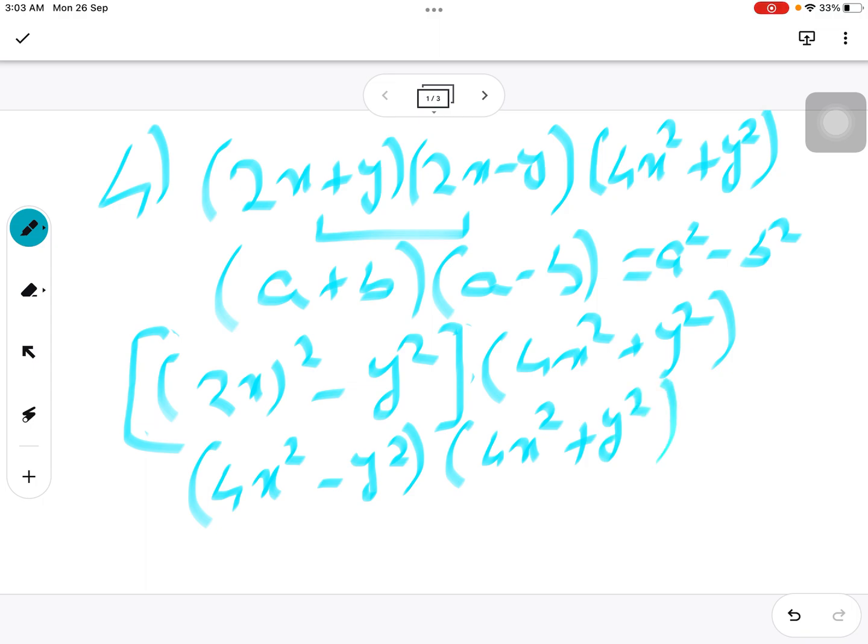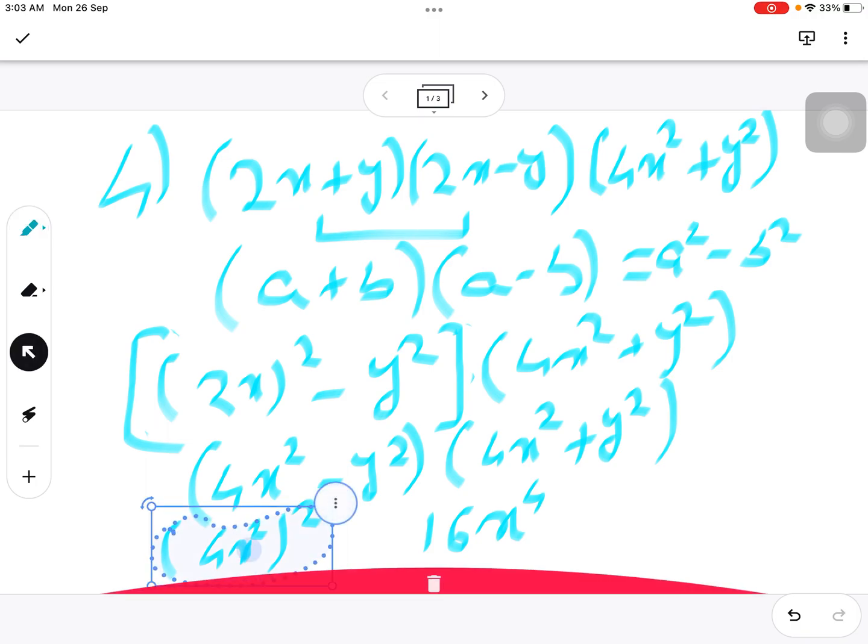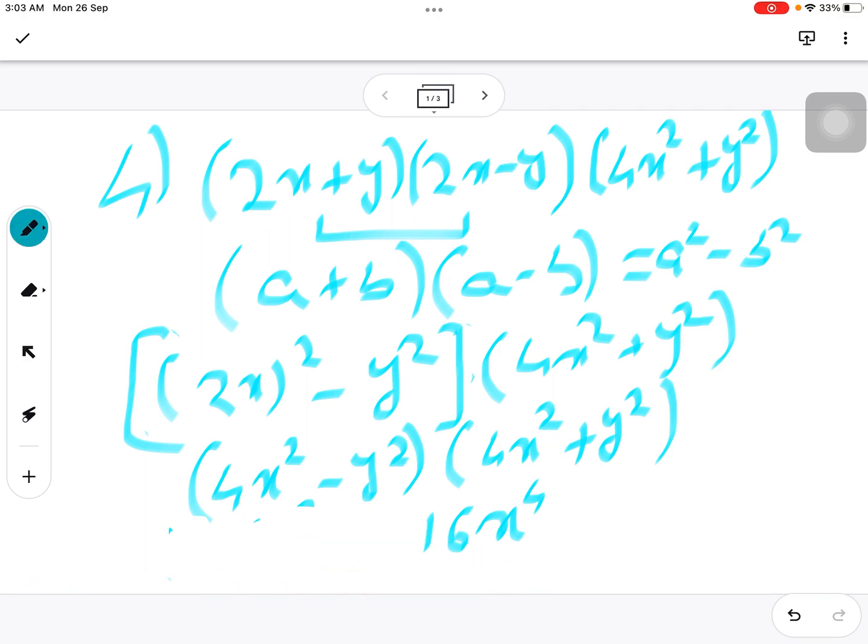Again you have a plus b into a minus b form. That becomes a square minus b square, that is 4x square whole square, that is 16x to the power 4. Don't get confused. 4x square whole square. So the square applies to both 4 as well as x square. So that is 16x to the power 4. These things I write to make the students understand. Minus y square whole square, that is y to the power 4. This is your final answer.